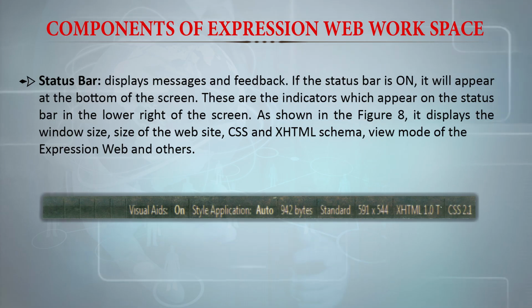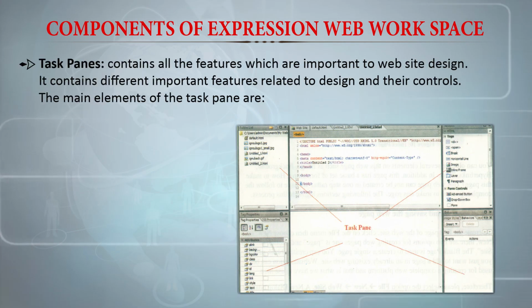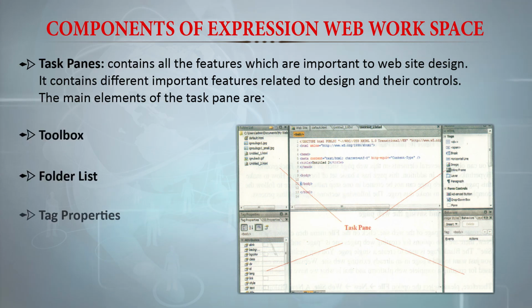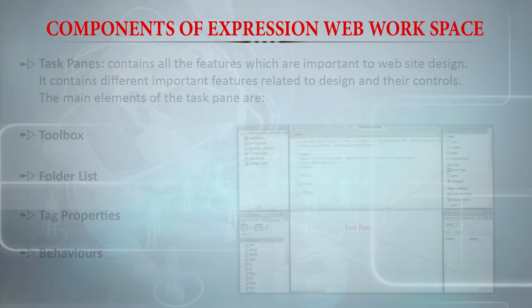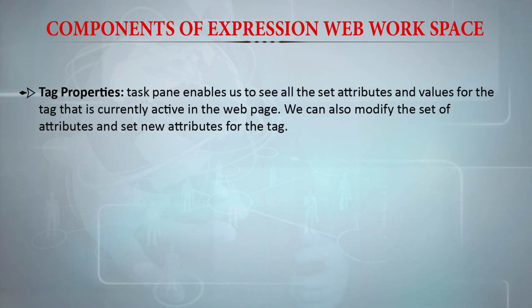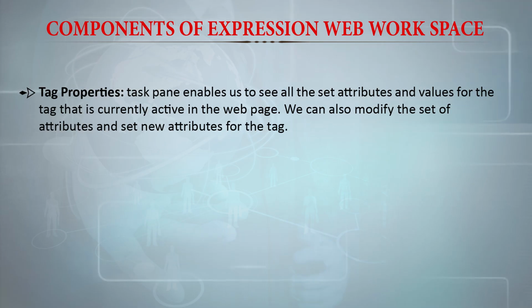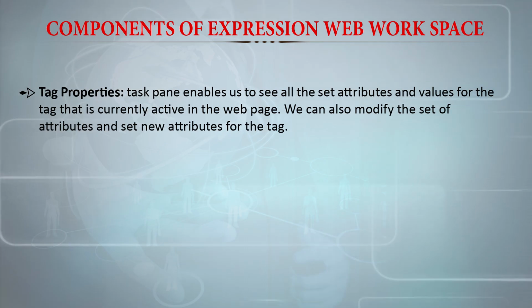So if we look at the task panes, they contain all the features which are important to website design. They contain different important features related to design and their controls. The main elements of the task pane are toolbox, folder list, tag properties, and behaviors. The tag properties pane enables us to see all the set attributes and values for the tag that is currently active in the web page.